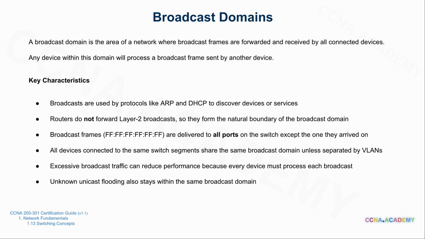A broadcast domain defines how far a broadcast frame can travel. When one device sends something like an ARP request, every other device in the same broadcast domain receives it. Switches forward these broadcasts out every port except the one they arrived on. Routers, on the other hand, stop broadcasts. They don't pass them along, which creates the broadcast boundary. Because every device has to process each broadcast, too many broadcasts can affect performance. Unknown unicast traffic also stays within this same boundary until the switch learns where the destination lives.